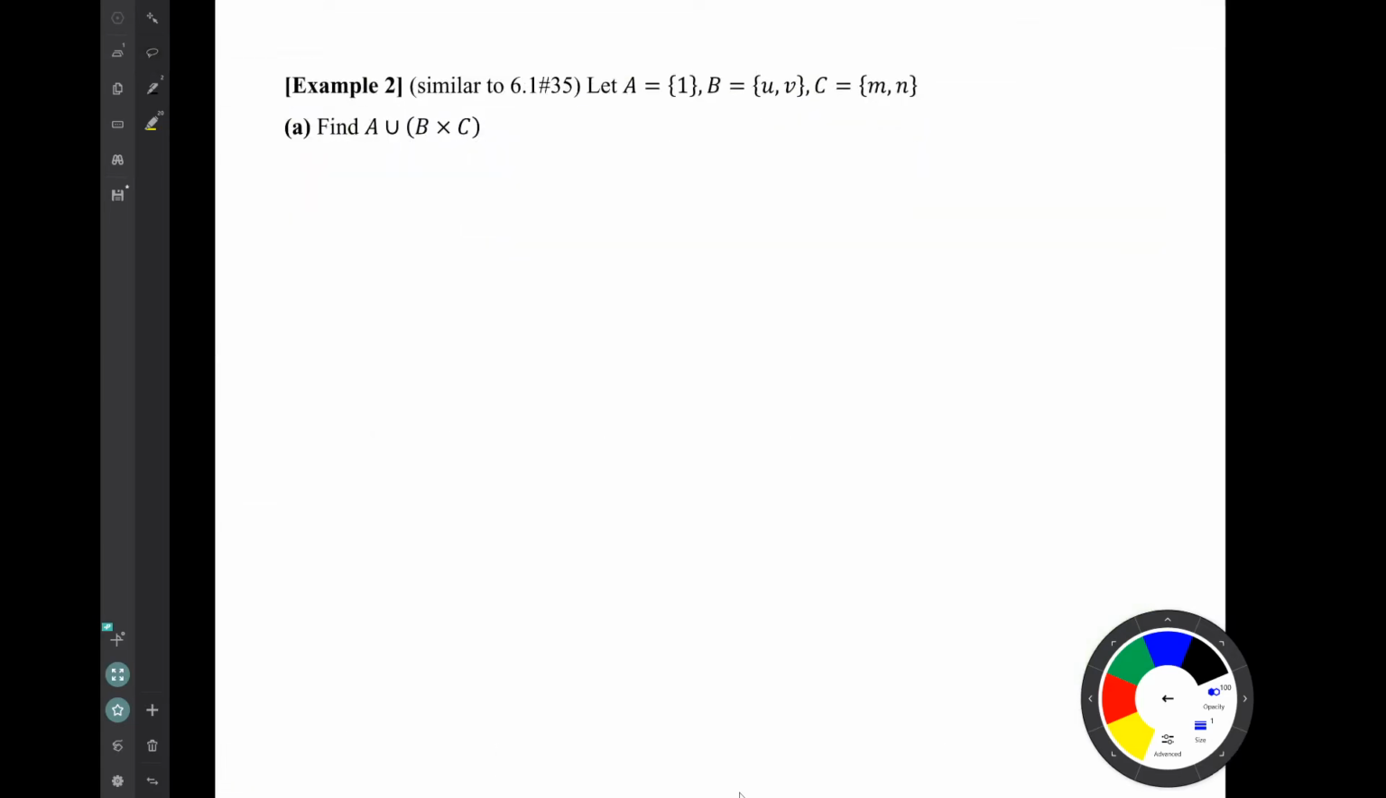So for our second example, I want to do an exercise similar to 6.1, number 35. A is this set, B is this set, C is this set. We're supposed to build this set. Well, to do this problem, you have to remember some old terminology from back in chapter 1. This symbol is spoken B cross C, and it means the Cartesian product of B and C.